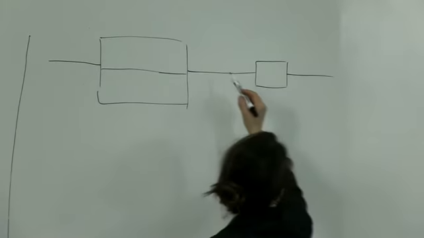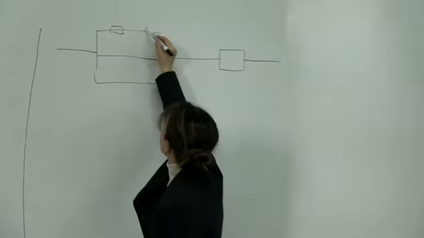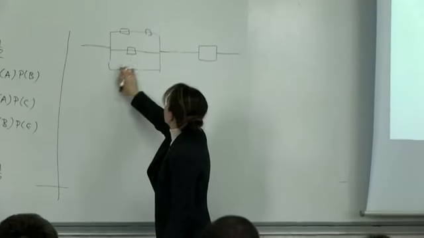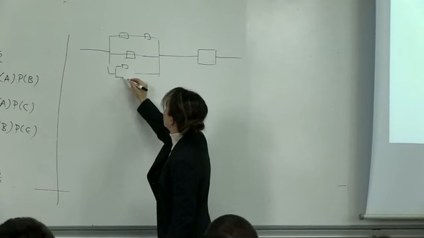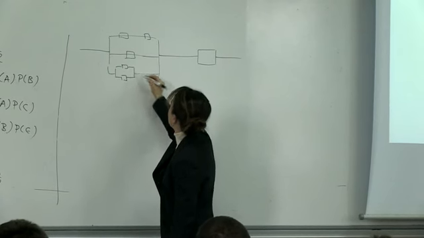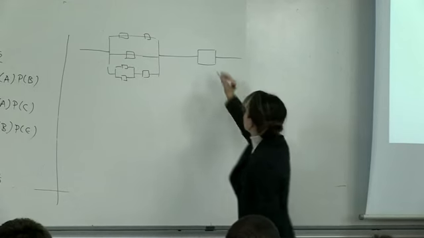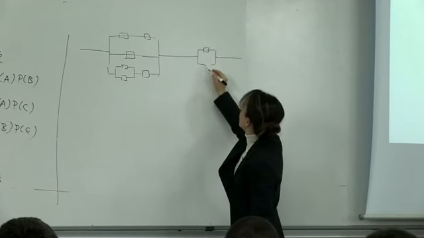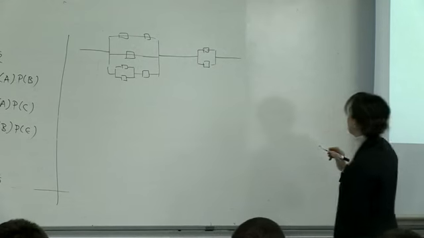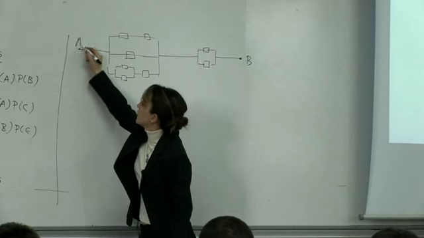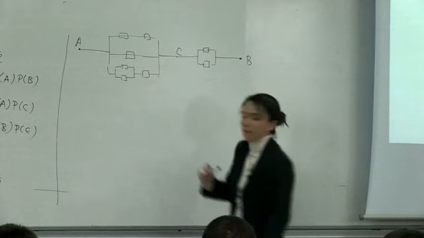Okay, there's two elements here, one element here, a parallel connection here, and another element here, and two elements in parallel here. Okay, B. And this is A. Let's call this point C.